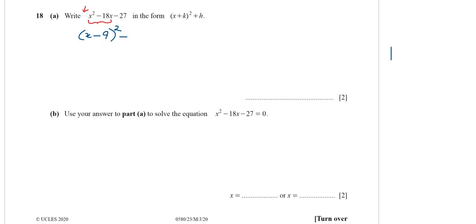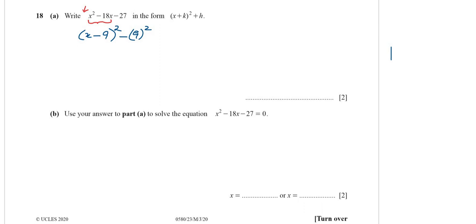X square minus 18x means x minus 9. X square plus 18x means this will become x plus 9. So depending on this sign, here the sign will change. If it is minus, minus. If it is plus, plus. But this sign will always be negative. Half of 18 is 9, so 9 square. Completing square method over.